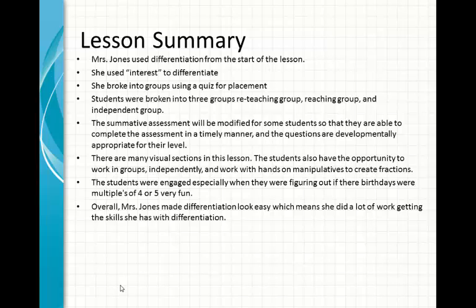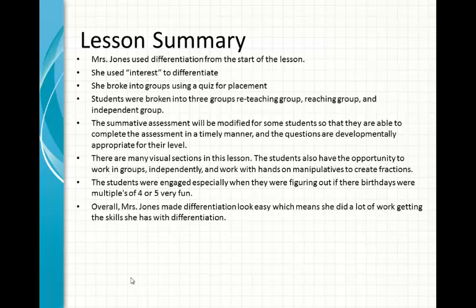Lesson summary. Ms. Jones used differentiation from the start of the lesson. She used interest to differentiate. She broke into groups using a quiz for placement. Students were broken into 3 groups: reteaching group, reaching group, and independent group. The summative assessment will be modified for some students so that they are able to complete the assessment in a timely manner, and the questions are developmentally appropriate for their level.